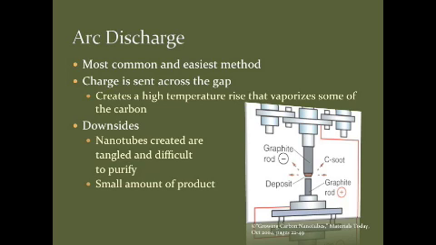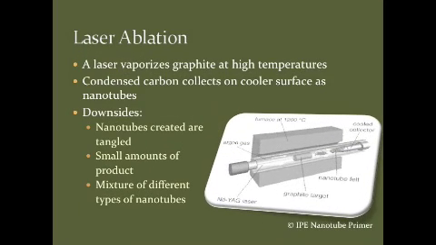The downside to this process is that the carbon nanotubes are often very difficult to separate and purify, and they are often very tangled with each other. Also, a small amount of product is made. Laser ablation involves using a laser to vaporize graphite at high temperature. The vapor then sublimates on a cold surface, creating nanotubes. The downside to this process is that the nanotubes that are created are usually tangled with each other. There are also many different types of nanotubes produced, and a small amount of product.